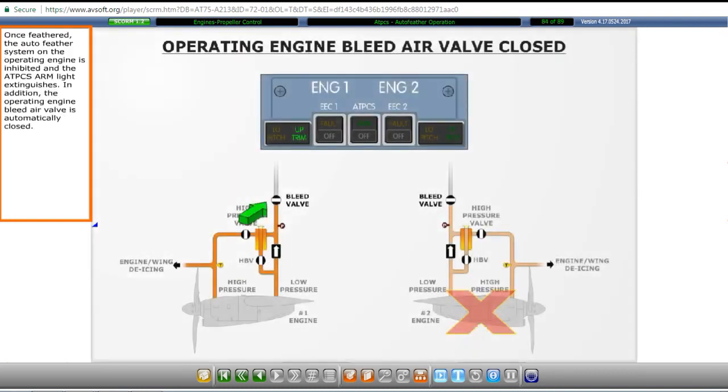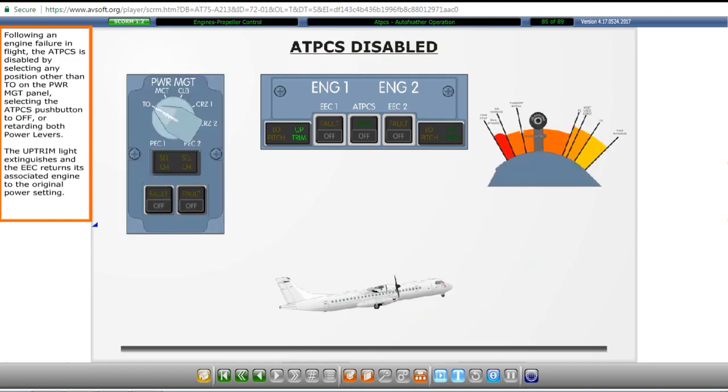Once feathered, the auto-feather system on the operating engine is inhibited and the ATPCS arm light extinguishes. In addition, the operating engine bleed air valve is automatically closed. Following an engine failure in flight, the ATPCS is disabled by selecting any position other than takeoff on the power management panel, selecting the ATPCS push button to off, or retarding both power levers. The uptrim light extinguishes and the EEC returns its associated engine to the original power setting.